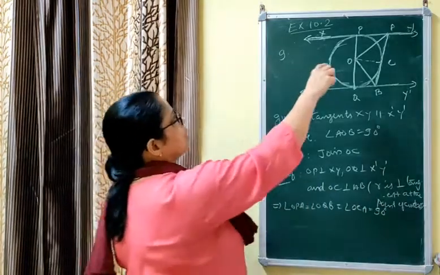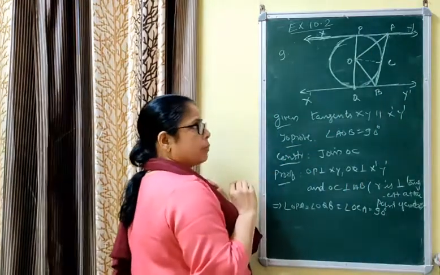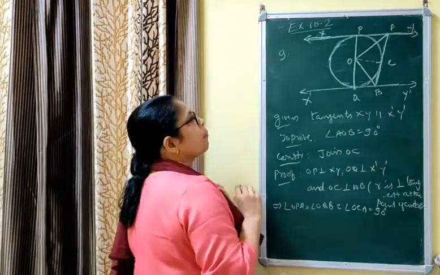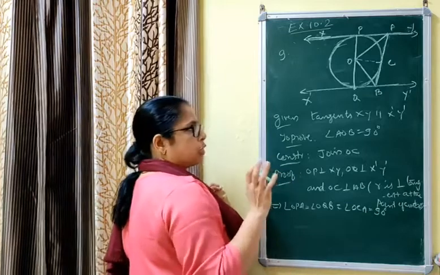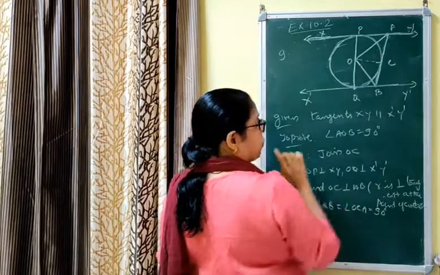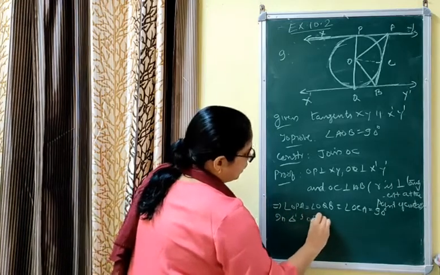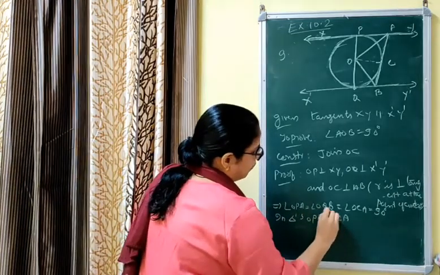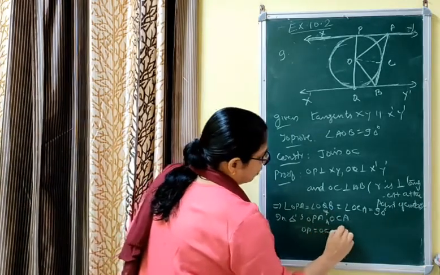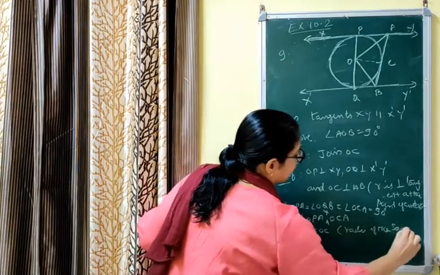Now take the triangles OPA and OCA. Either you can prove both are congruent by RHS congruence, or you can prove it by SSS congruence. Now I am using SSS, you can do whatever you want. In triangles OPA and OCA, OP equal to OC. Why? Radii of the same circle.